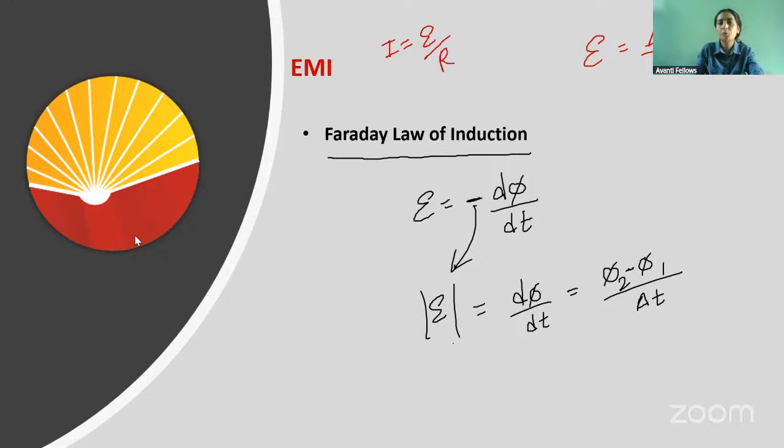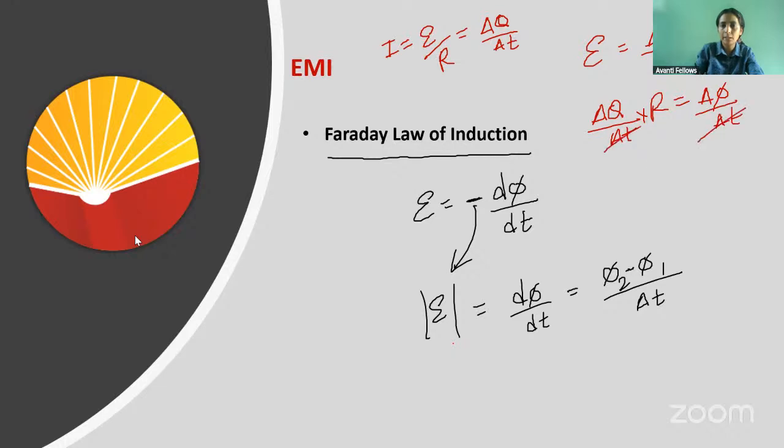ठीक है? EMF और potential difference में difference है that you already know, but here E I am writing as the potential difference that you are getting across the resistance R. ठीक है? So I can be written as what? Delta Q by delta T. ठीक है? So E can be written as what? E can be written as delta Q divided by delta T into R equal to delta phi by delta T.